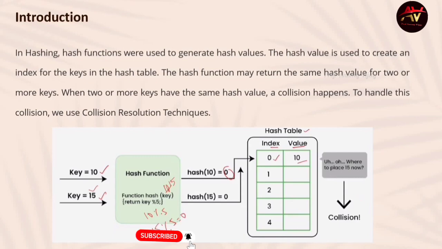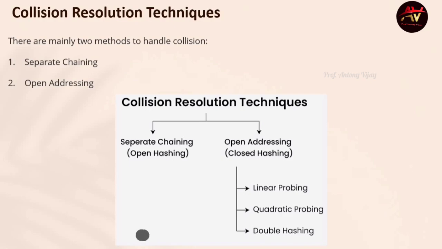Okay. Now I am going to explain how to avoid collisions. So in order to avoid a collision, there are two different collision resolution techniques. The first one is separate chaining. The other one is open addressing. The other name for separate chaining is open hashing, and the other name for open addressing is closed hashing. And under open addressing, there are linear probing, quadratic probing, and double hashing. So first of all, I am going to explain about the separate chaining process.